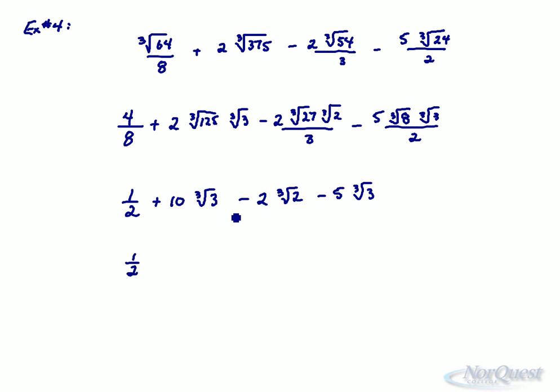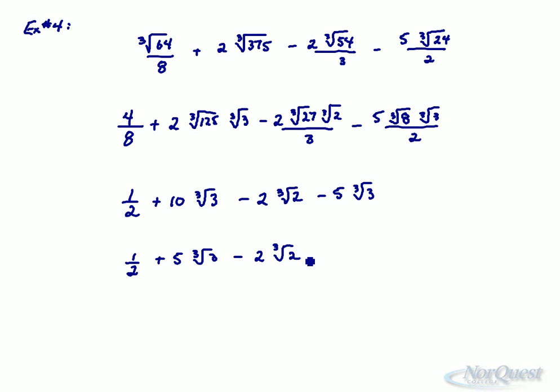I've got 10 cube root 3 and minus 5 cube root 3 should give you 5 cube root 3 minus 2 cube root 2. There's the final answer in its simplified form. So those 4 examples were all adding and subtracting radicals. Whenever you add or subtract radicals, you have to simplify, get to the same radicand, same number inside the radical sign, have to have the same index.